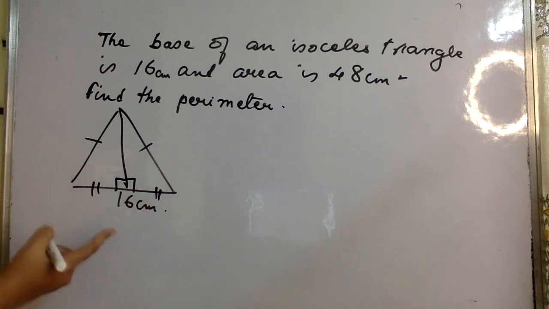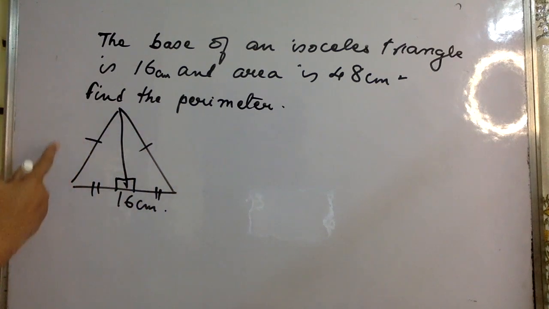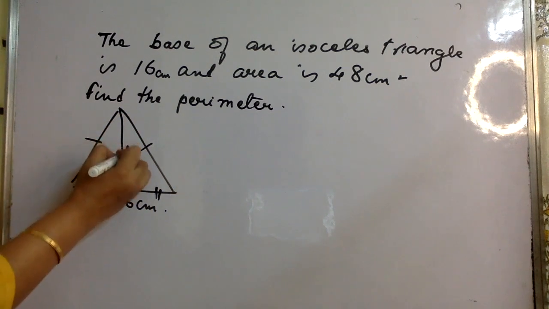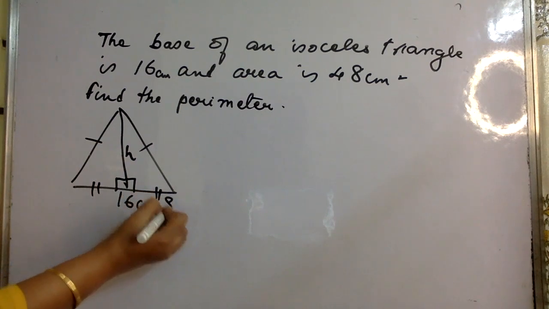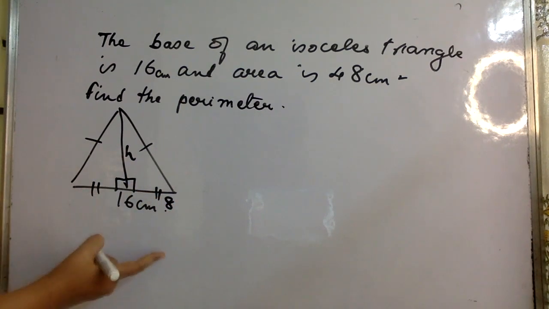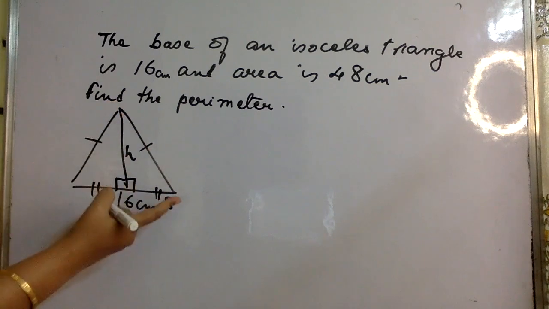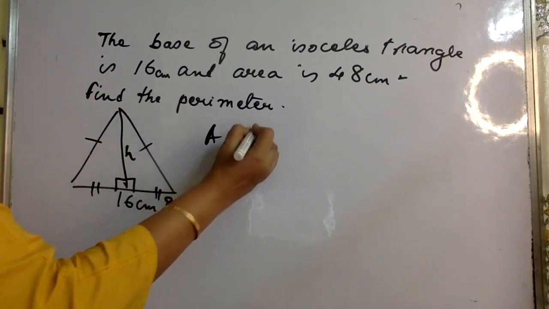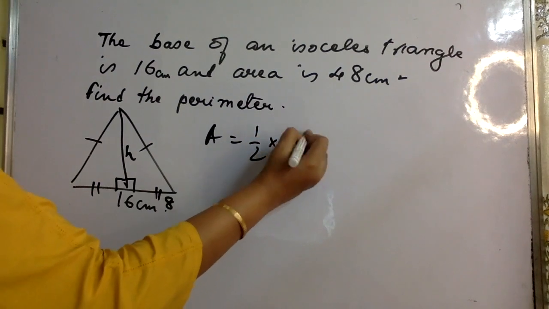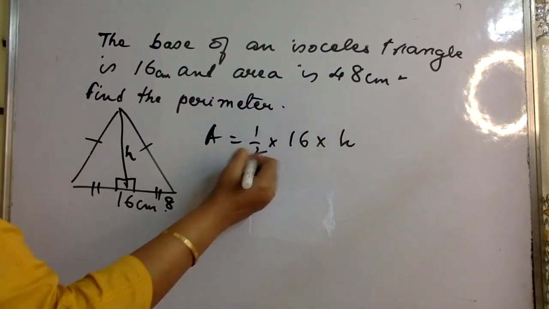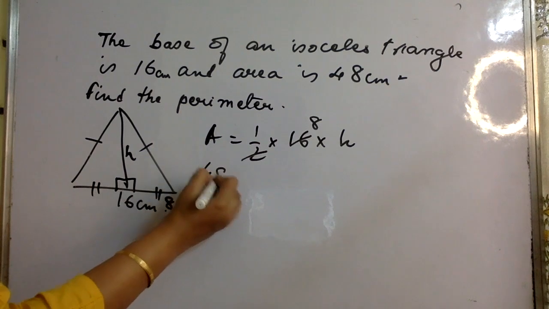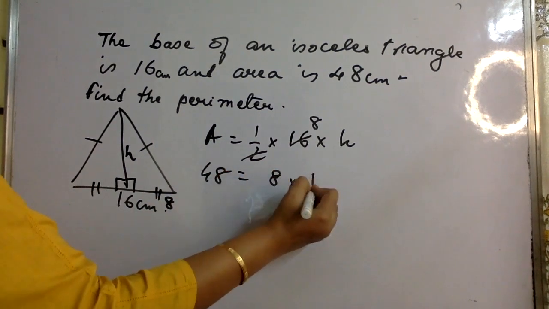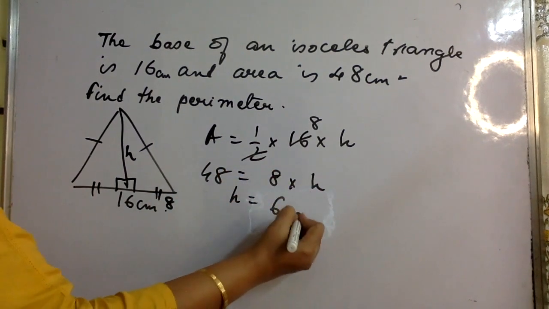So now we can find the area of this. Since the area is given we can find the height, and since we know this is 8 now, then we can find this side, then go for the perimeter. So our first job will be to find the height. So area is equal to half into base, which is 16, into height. Yes, this is 8. Area is 48, 8 into h. h comes to 6 centimeters.